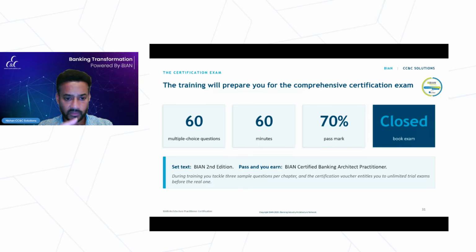So the key things you'll need to do is obviously, one, do the training itself, but secondly, really study the book. Thirdly, do the practice exams and keep studying the book to make sure you understand why you got something wrong. And if you do all of that, you'll be in a very good position to get that pass mark and get that certification.